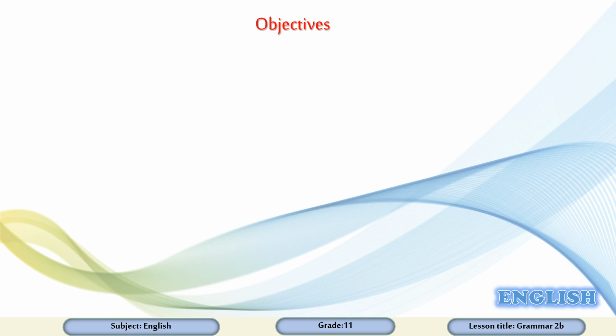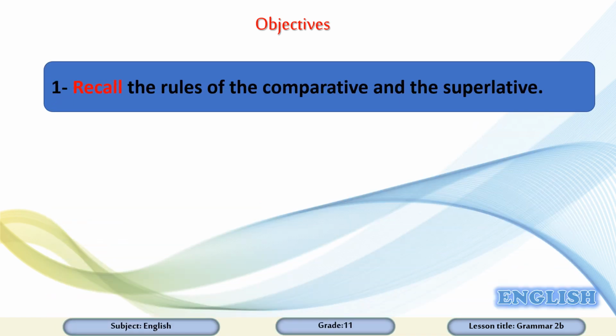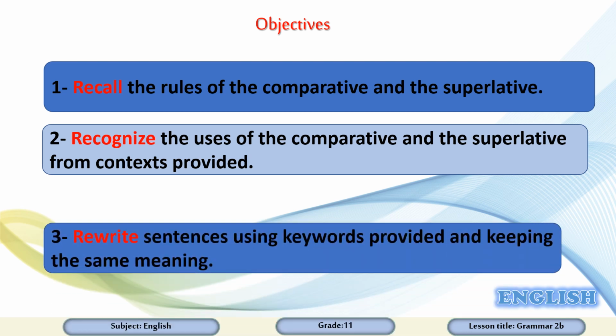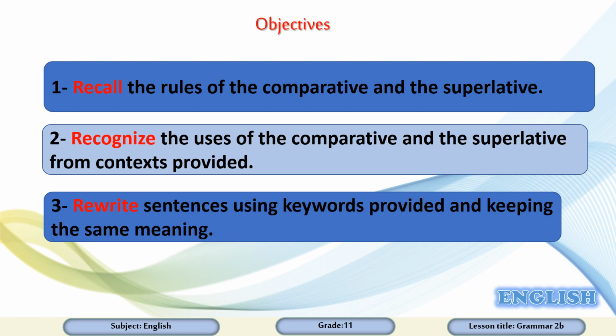Let's begin with the objectives of the lesson. Number 1, recall the rules of the comparative and the superlative. Number 2, recognize the uses of the comparative and the superlative from contexts provided. And number 3, rewrite sentences using keywords provided and keeping the same meaning.